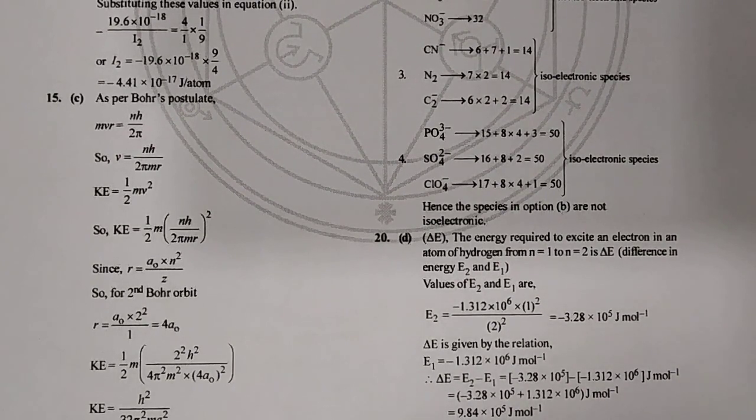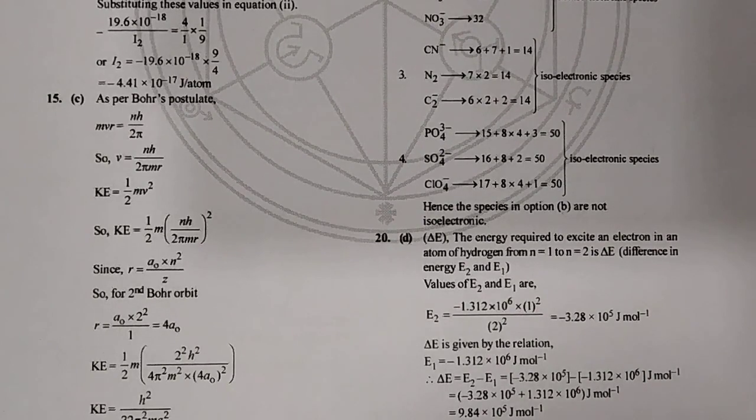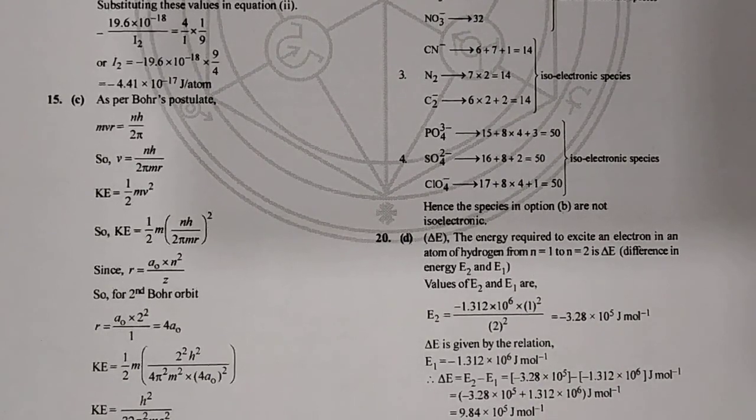Since r is equal to a0 into n square divided by z. Second के लिए n is equal to 2 हो जाएगा, so that is 2 square divided by 1. So your final answer becomes h square upon 32 pi square m a0 square. That is C, Calcutta is your right answer.